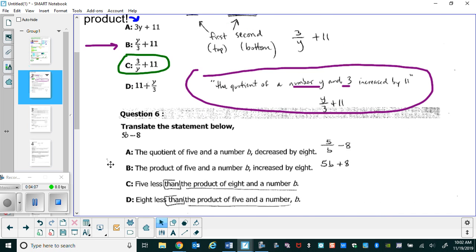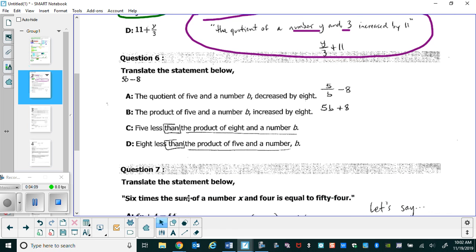All right, and now we're on number 6. So we want to translate here.